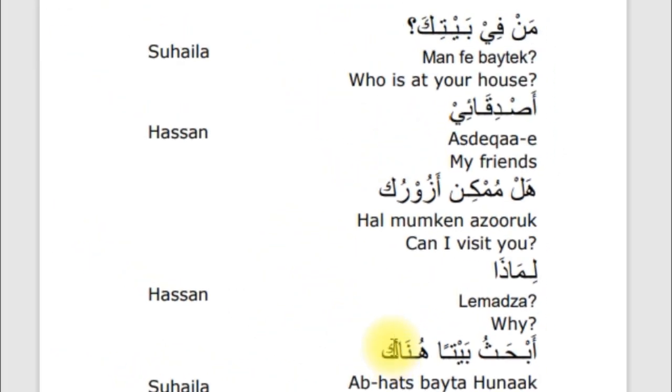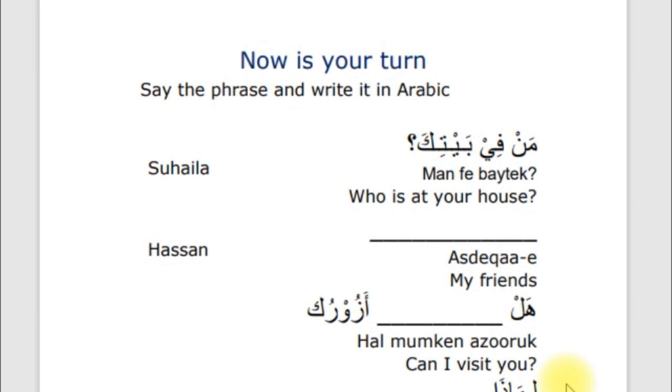Let's say it out loud with me. من في بيتك. أصدقائي. هل ممكن أزورك؟ لماذا؟ أبحث بيتا هناك. Now it's your turn. Just write it in Arabic.